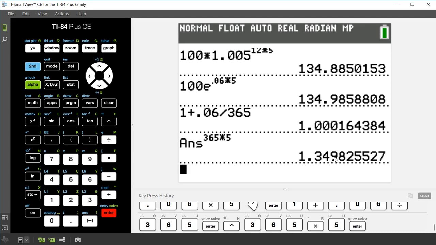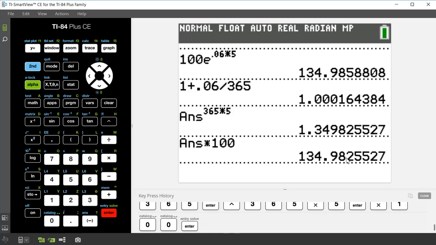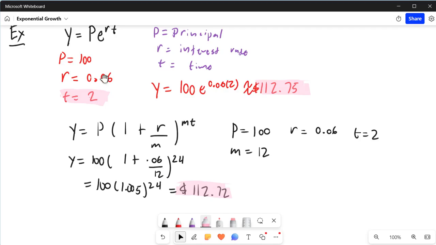So this is the amount by which it's going to grow. And we multiply that by 100. And we have 134.98, which is off by 1 cent. So in this case, even with daily compounding, it didn't exceed 134.99.